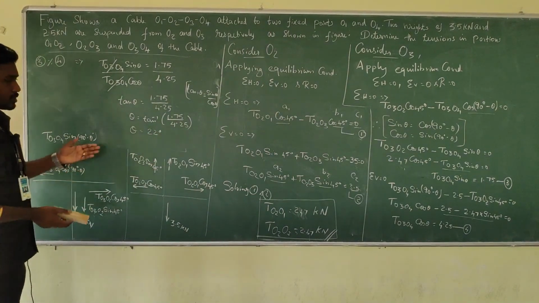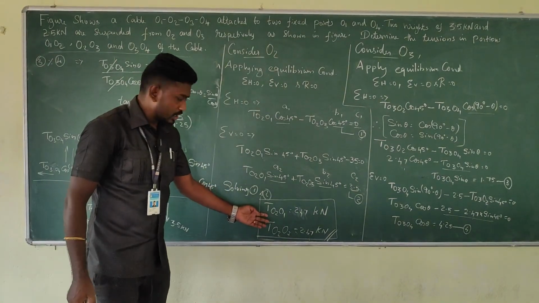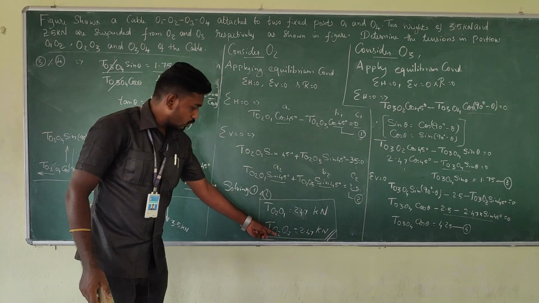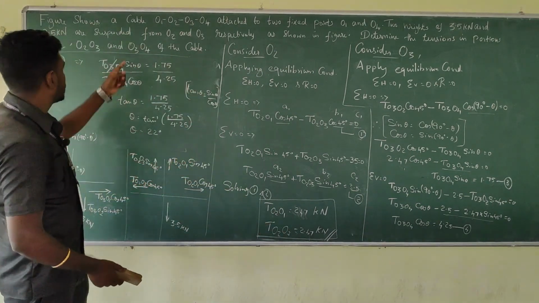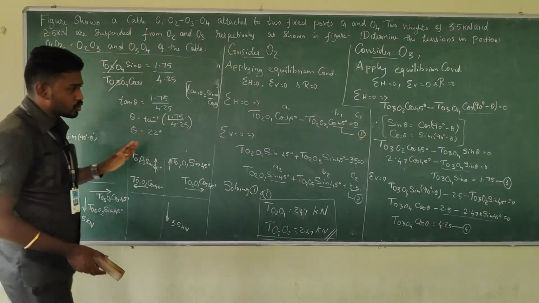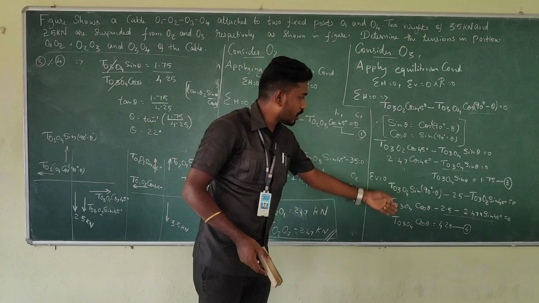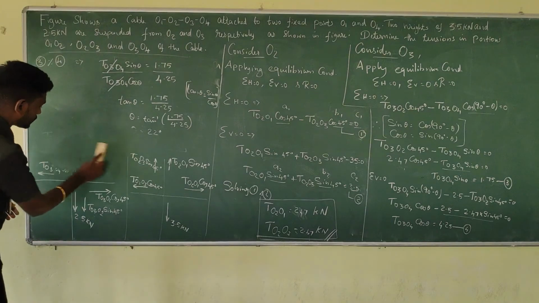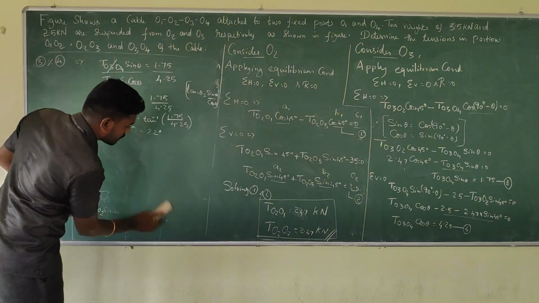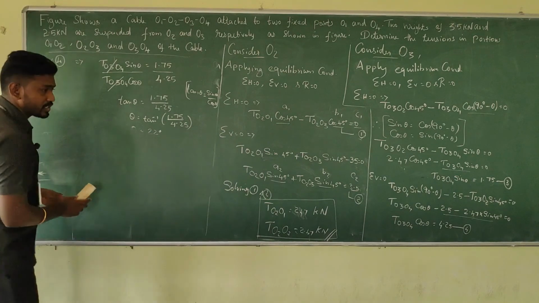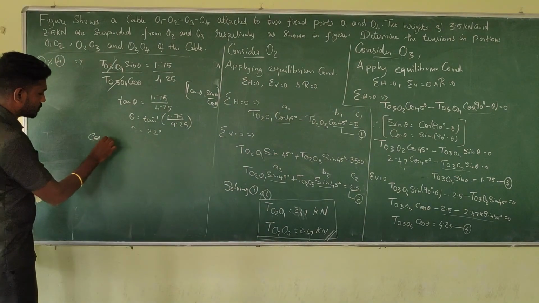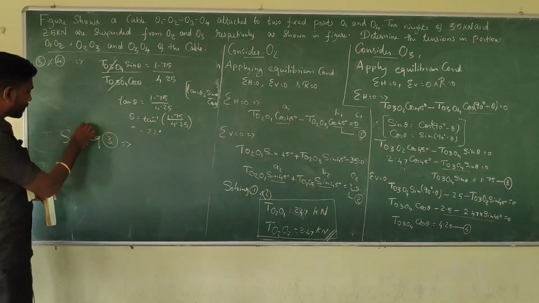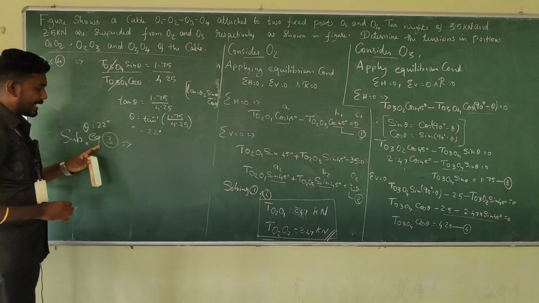Now we have the tension force in O2 O1 and the tension force in O2 O3. One is remaining, that is O3 O4. Am I right? In order to identify it, just substitute into either equation number 3 or equation number 4. I'm going to substitute the theta value, 22 degrees, in equation number 3.